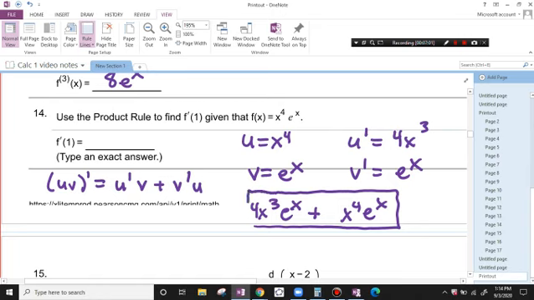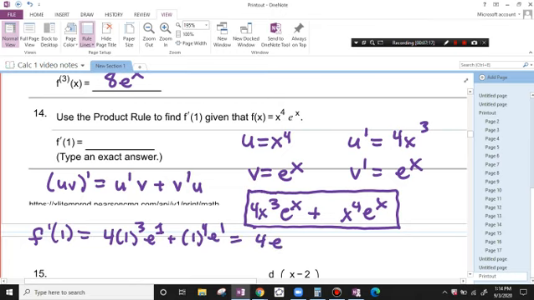Oh, I'm sorry, we need to put in 1. So that's the derivative, and now we need to plug in 1. So f prime of 1, plug in 1 there, it's 4 times 1 to the third e to the first, plus 1 to the fourth e to the first. And so that's 4e plus e. The answer is 5e. So we found the derivative, and then they wanted us to plug in 1.